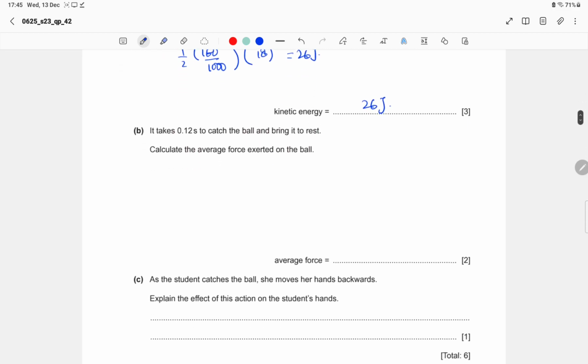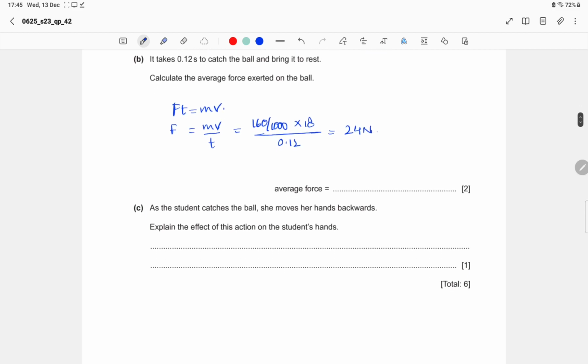It takes 0.12 seconds to catch the ball and bring it to rest. Calculate the average force. I'm going to use the formula for impulse, so we need to find out the force, mv over t. m is your mass, that is 160 divided by 1000, times 18, divided by time, 0.12. So it's going to be 24 newtons. So this is your answer.